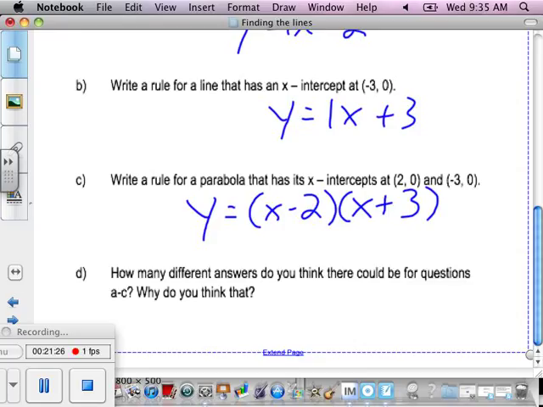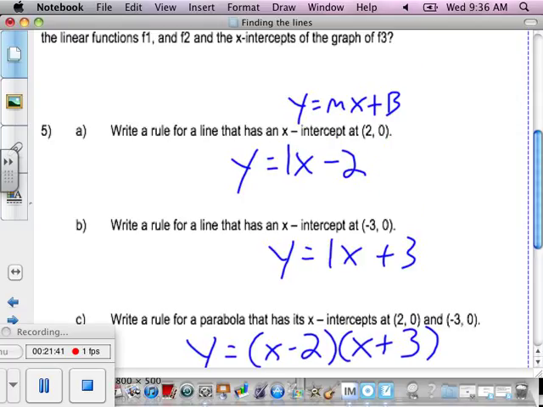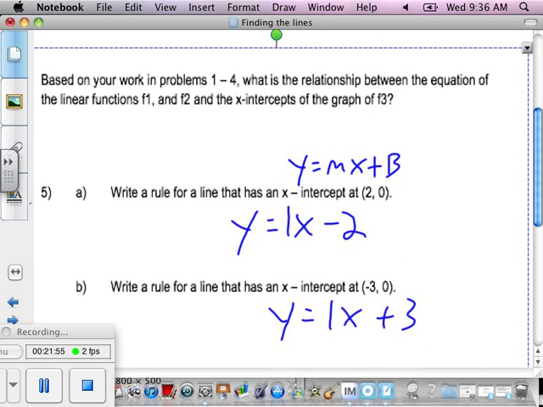Okay. How many different answers do you think there are for questions A, B, and C? So I used what slope in front of all these? 1. Y equals x plus. That is not the slope. What slope did I use for all these? 1. Okay. If I had used a different slope, would I have come up with a different answer? Yes. Why? Okay, let's try one.